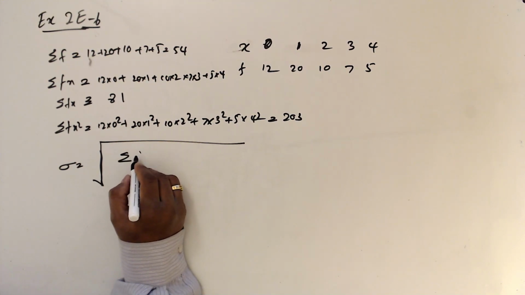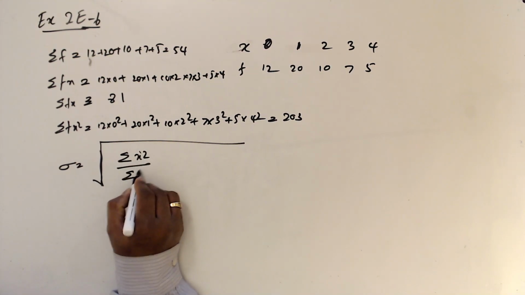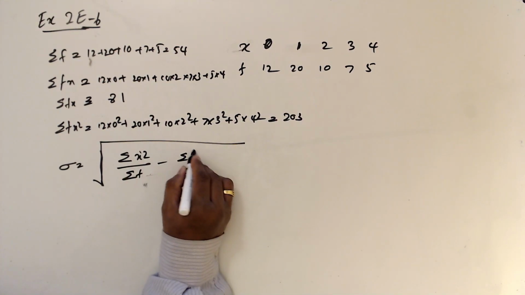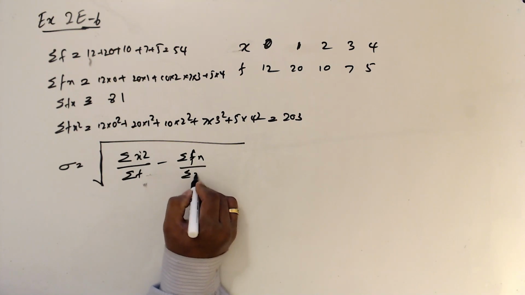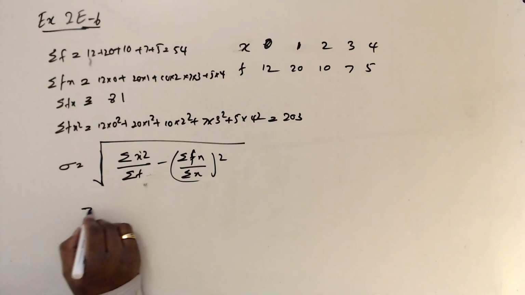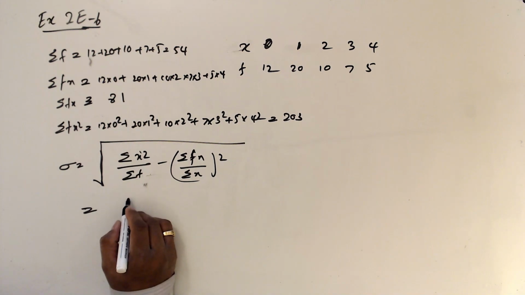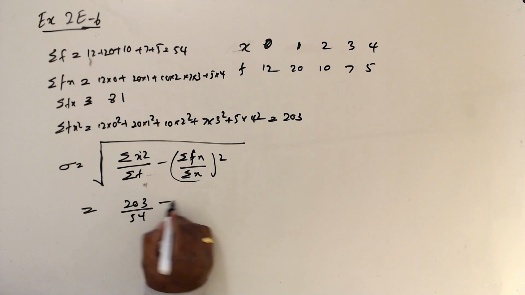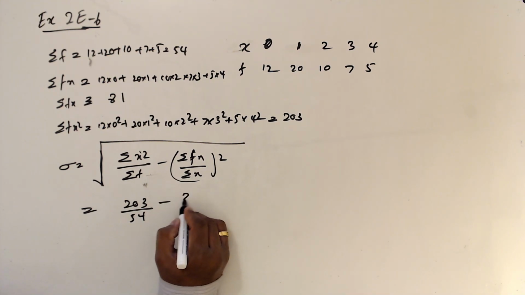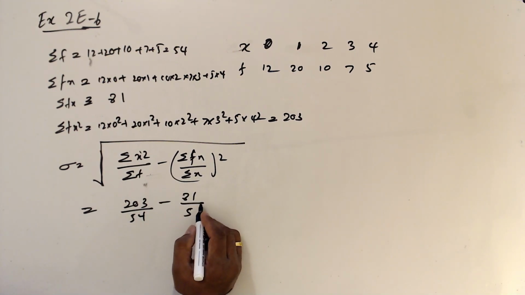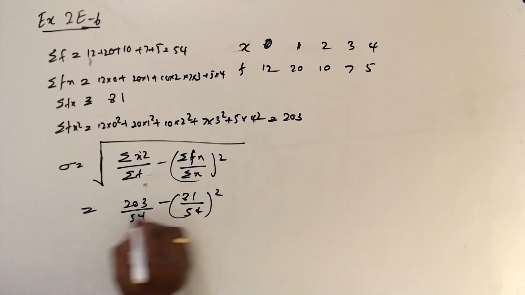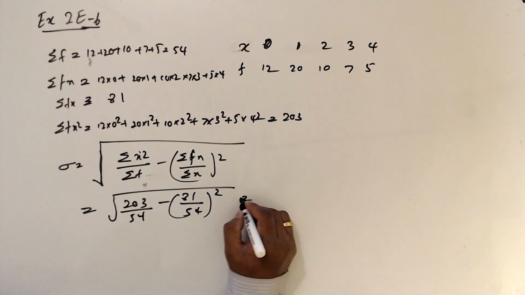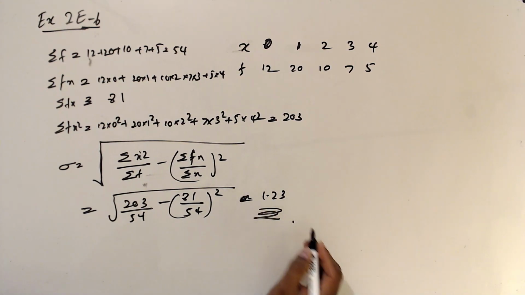So sigma equals the square root of summation x square over summation f, minus summation fx over summation f, squared. So this is going to be the square root of 203 over 54 minus 81 over 54 square. So the approximate answer is 1.23.